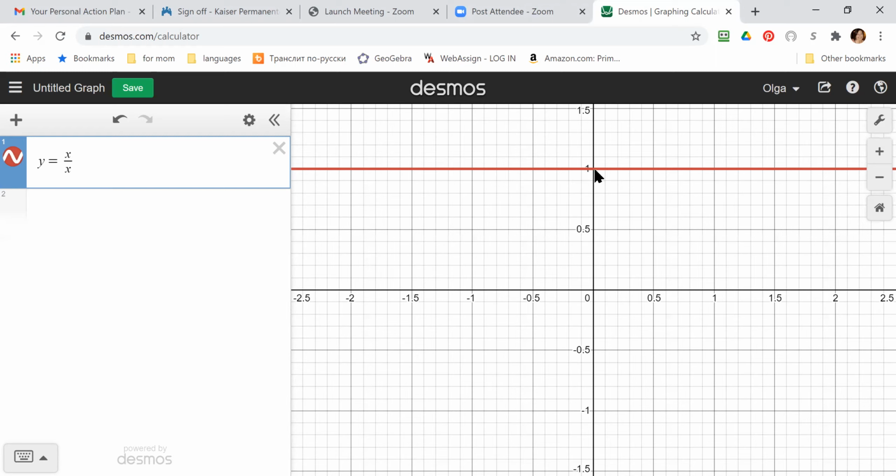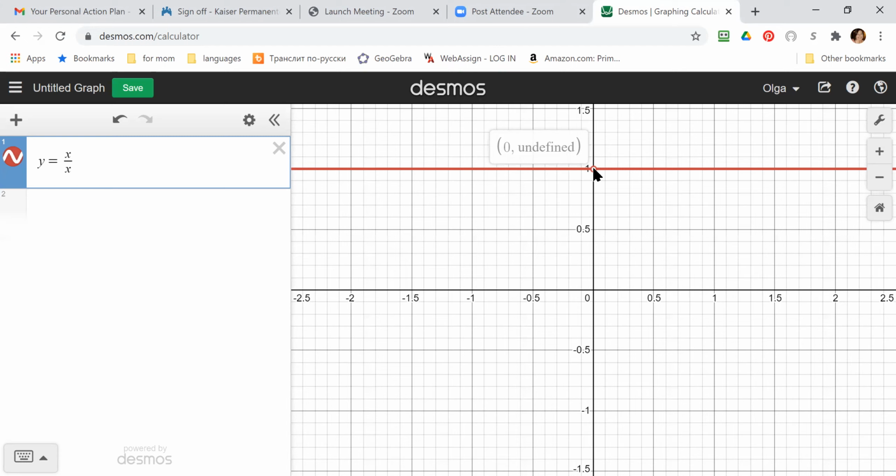But look what happens when I point to this point, 0. And what's the y value? It's undefined. So it actually has a hole in that line at x equals 0. Even though you don't see it right away, if you were to zoom in or create a table of values for this function, at 0 the function would be undefined.